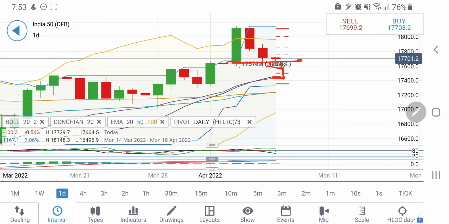Beyond 17,750, the targets, as I said, are 17,800, 17,880 and 18,000. On the downside, breaking 17,600, 17,500 and 17,450 are the targets. So take your positions accordingly.